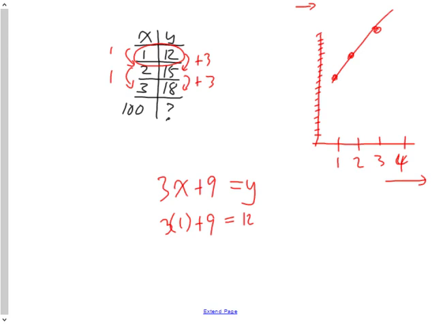So our equation is this. And therefore, if I substitute 100 into my equation, my y value would be 309. So the answer, the missing value of the table, would be 309.